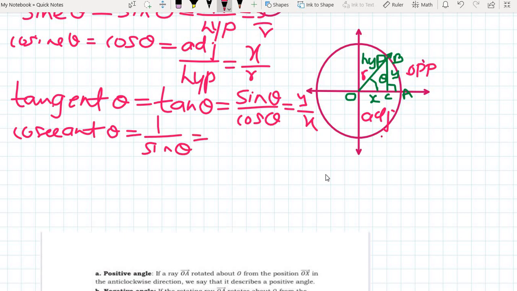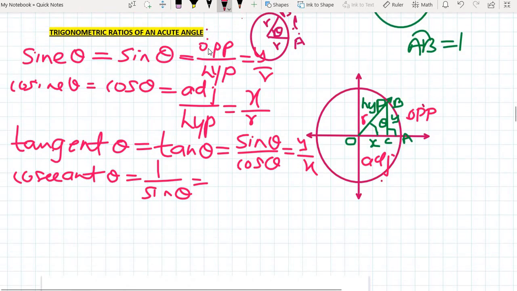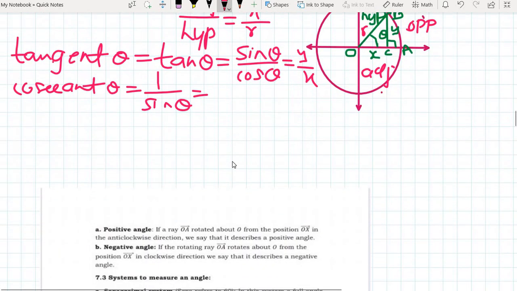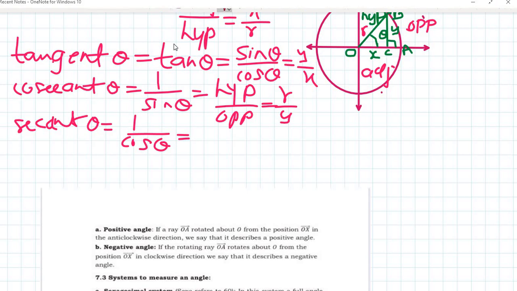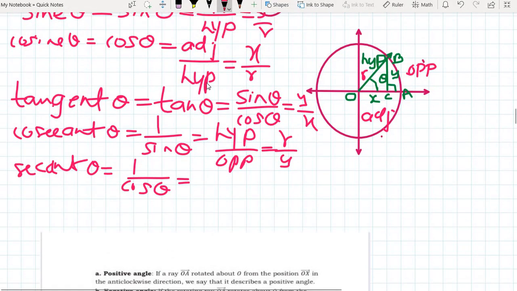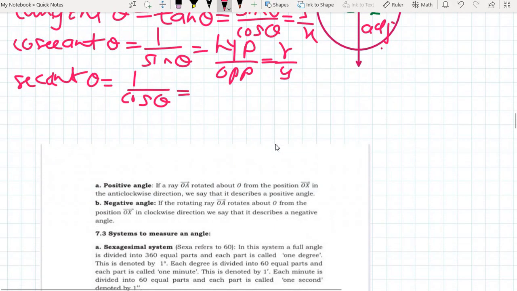We know that sine theta is opposite by hypotenuse. So cosecant theta is hypotenuse by opposite side. That is equal to R by Y. Next, consider secant theta. Secant is the reciprocal of cos. So you can write it as 1 by cos theta. But we know that cos theta is adjacent by hypotenuse, that is X by R. So secant theta is now R by X.